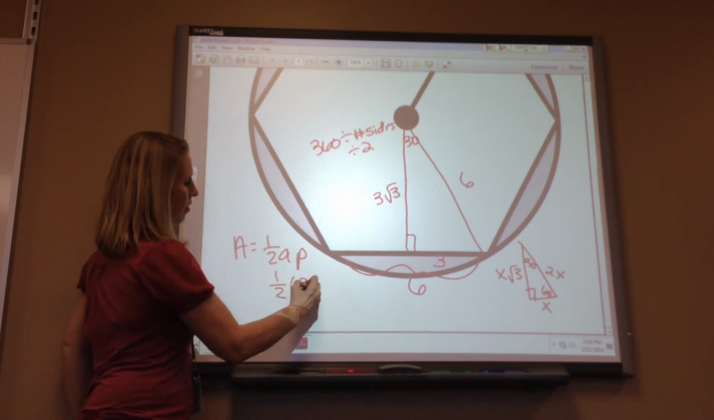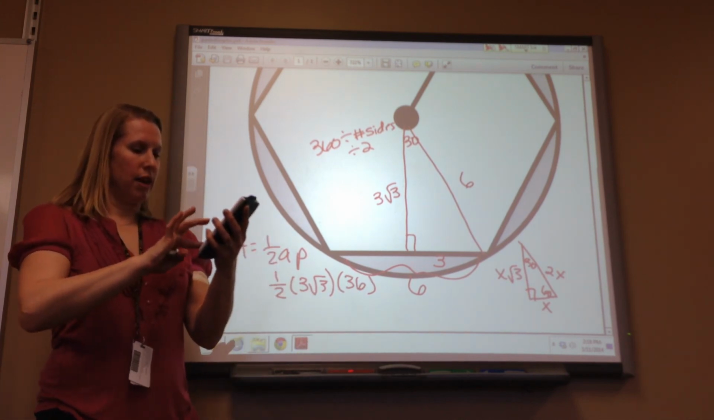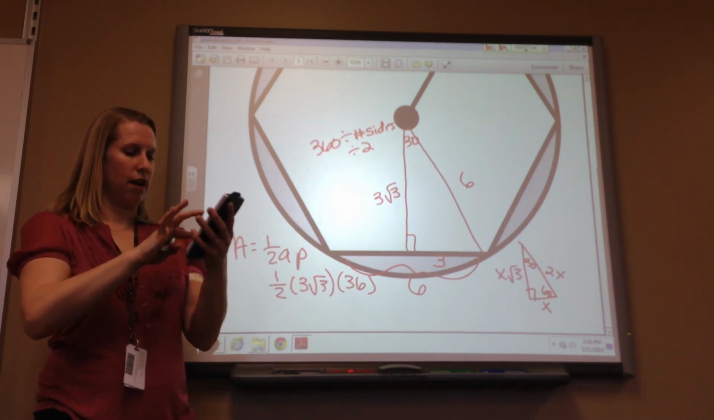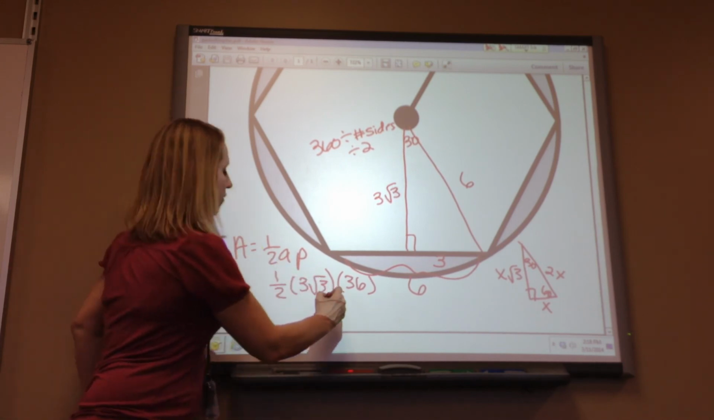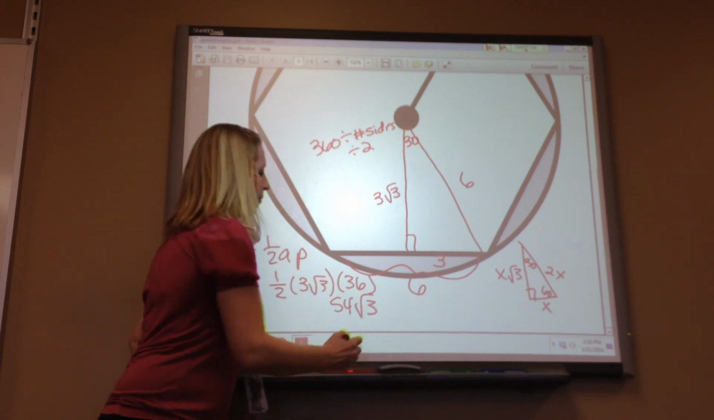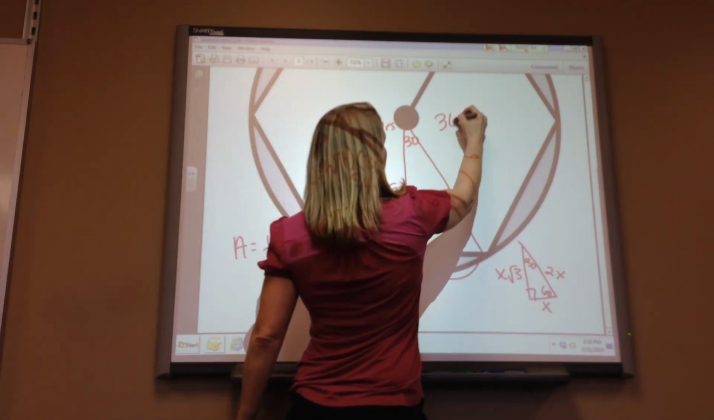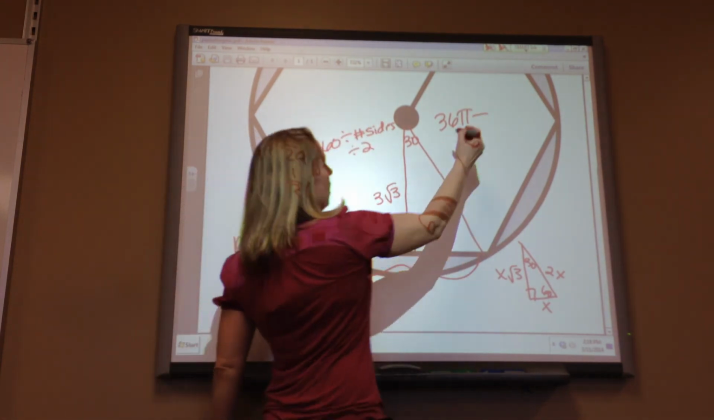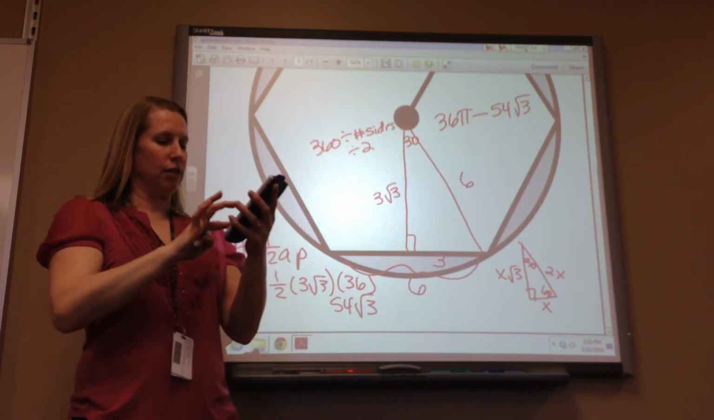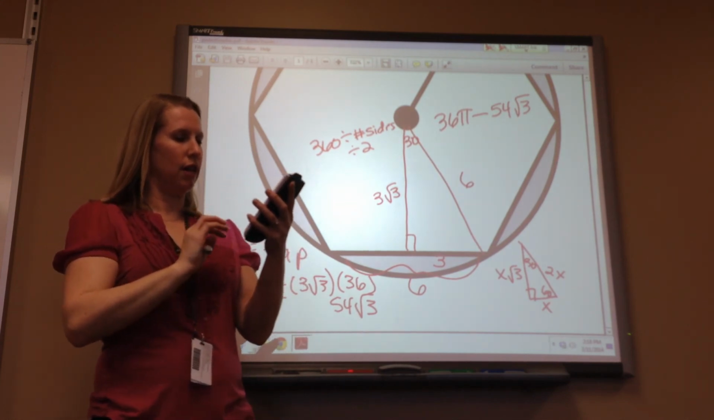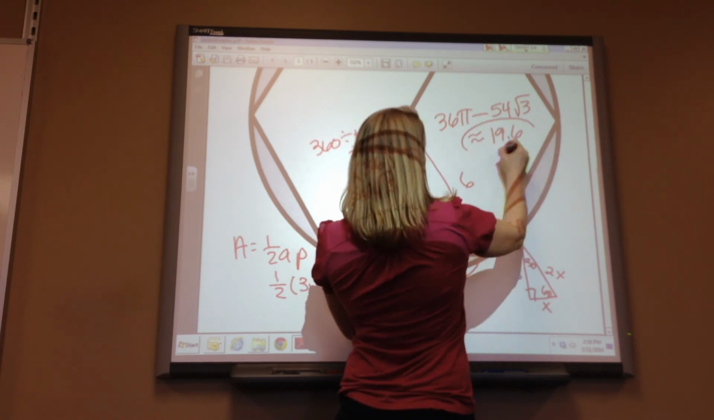So 1/2, 3 radical 3 times 36 is 54 radical 3. The area of my circle was 36 pi, so 36 pi minus 54 radical 3 is about 19.6. So that would be your answer.